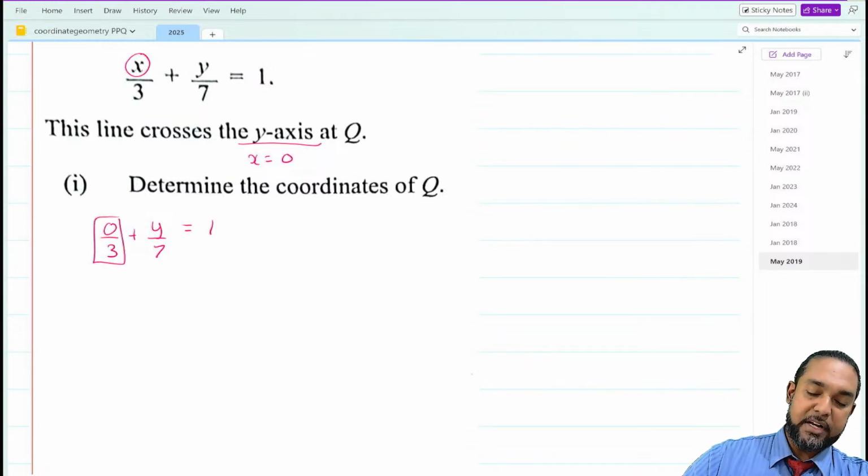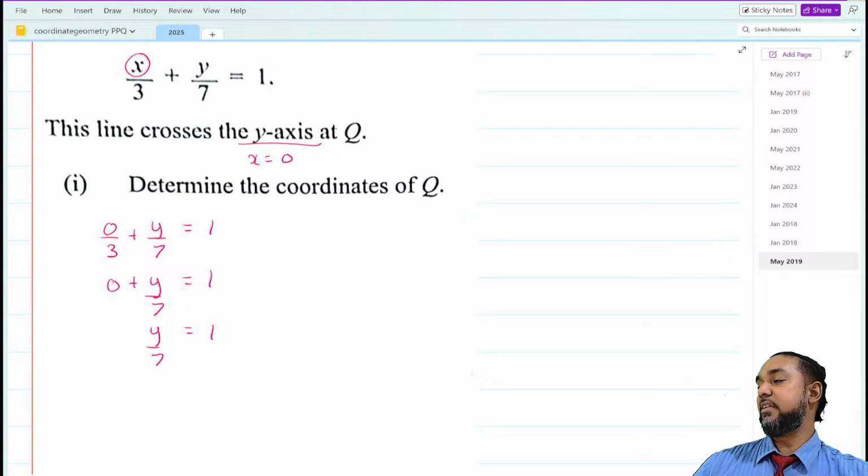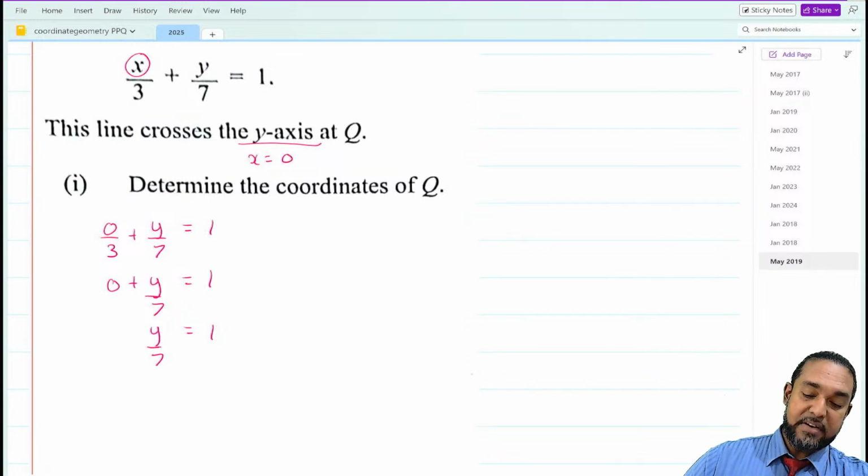Now 0 divided by anything is equal to 0. And when you add 0 to anything, you get back that which was added to the 0. So here now we have y divided by 7 is equal to 1. What's the only number you could divide by 7 and get 1? 7. Or you could say, since we're dividing by 7, we can multiply by 7 to get rid of the denominator. And of course, 1 times 7 will still give us 7. So the coordinates here of Q, right?